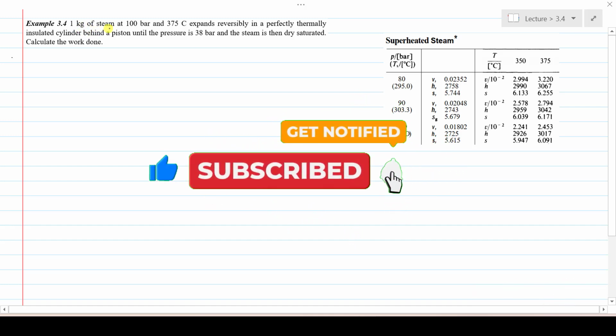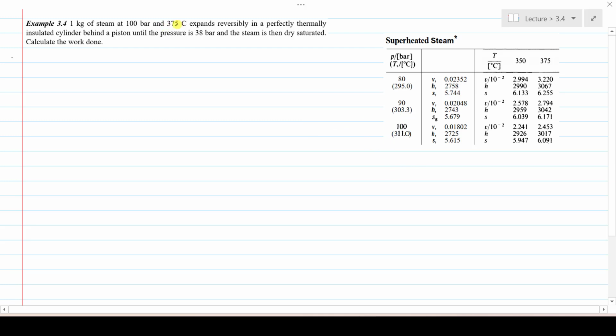1 kg of steam at 100 bar and 375 centigrade expands reversibly in a perfectly thermally insulated cylinder behind a piston until the pressure is 38 bar and the steam is then dry saturated. Calculate the work done.